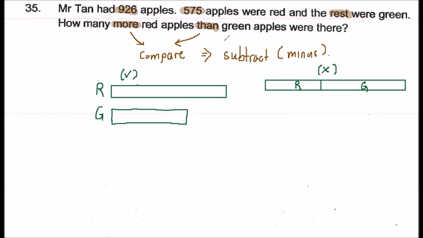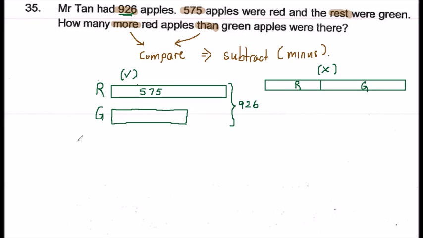So guys, how do we represent total? 926. Draw a big bracket by the side. You write down 9, 2, 6. Is that okay? Then 575 apples were red, so we write down 5, 7, 5. The rest were green.